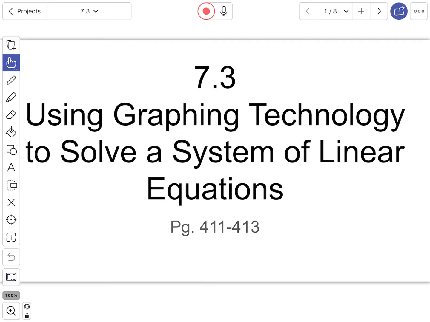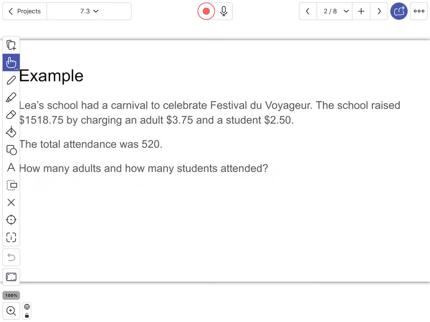Or a graph that may have a fractional answer. So maybe the answer is 5/3 for an x value, and that's really tricky to see on a handmade graph. So using our graphing calculator could be helpful in that capacity. So I'm going to look at the example that's posted in the textbook for 7.3.